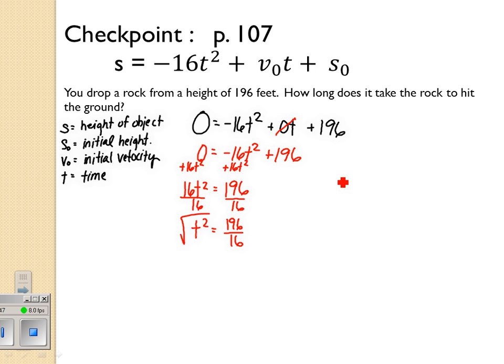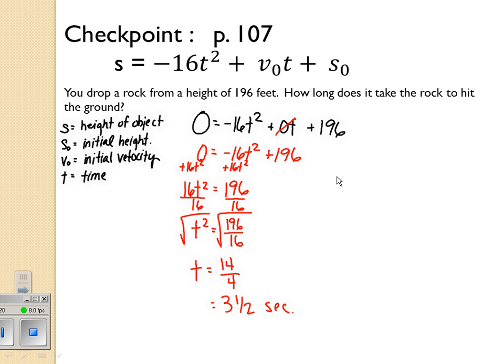But the question for you here, can time ever be negative? It can't. So in finishing out this problem, you do not need to consider both the positive and negative roots, just the positive. Now, both 196 and 16 are perfect roots. The square root of 196 is 14. Square root of 16 is 4. And that reduces to 3.5. So in 3.5 seconds, this rock will hit the ground.